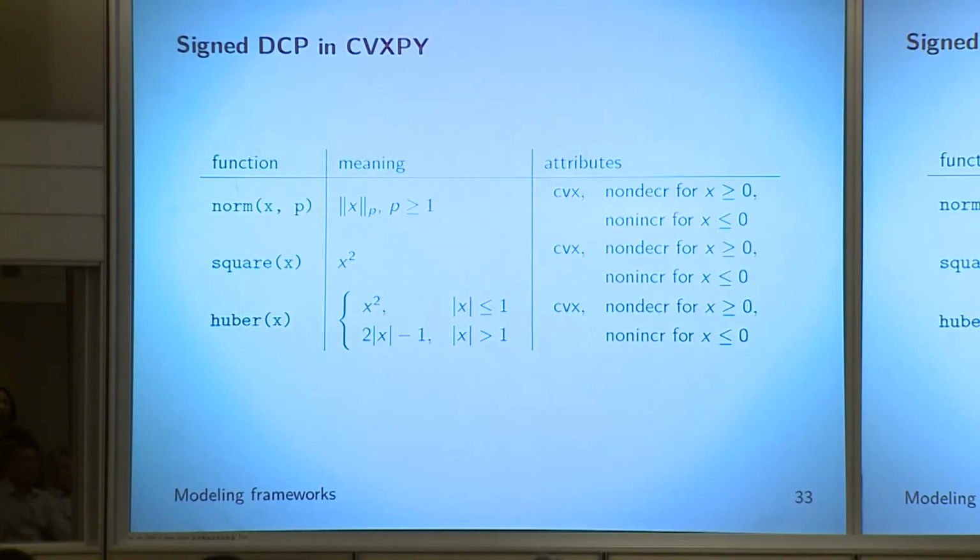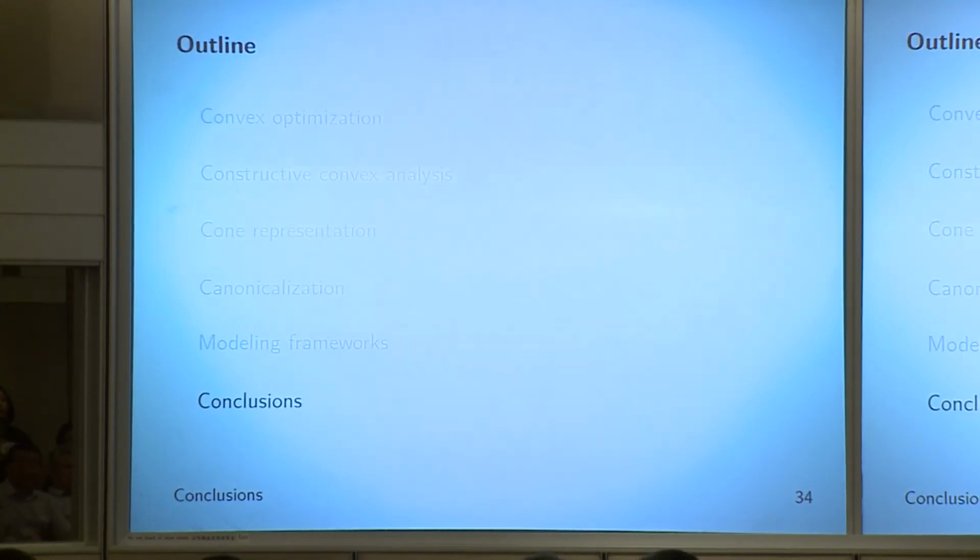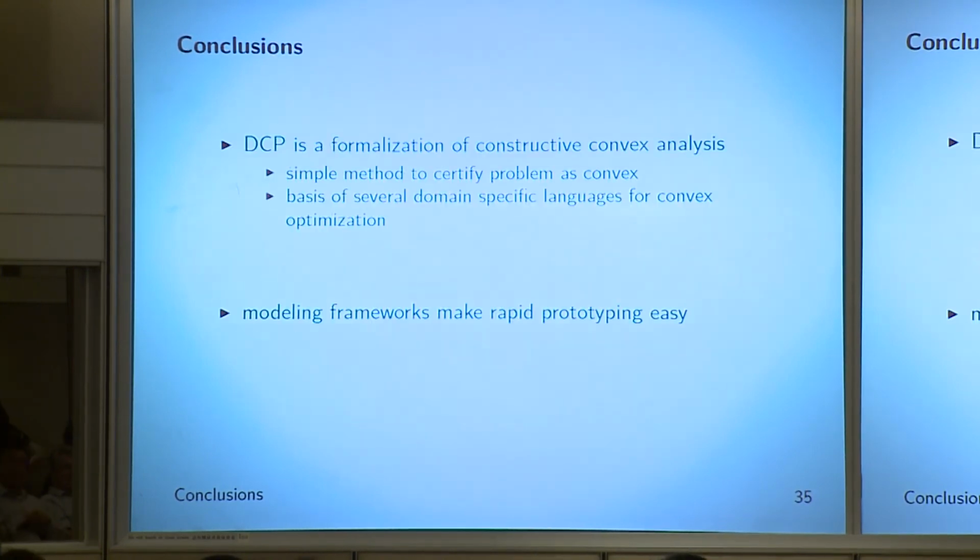All right. So in CVXPY, there's signed DCP. Square knows that if its argument is positive, then Square is increasing. Okay? And that means it's going to match more DCP rules. Okay. So I'll finish up. Well, let me just finish up.